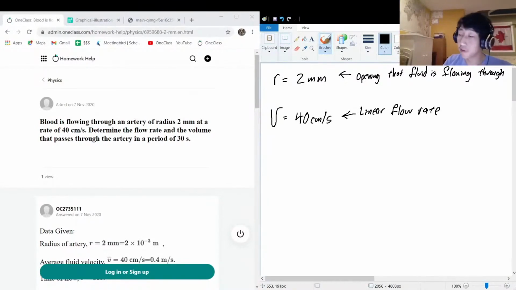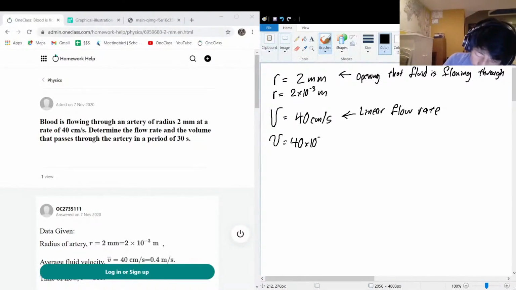And let's convert these SI prefixes into coefficients, just so our units will always line up. So the radius will be 2 times 10 to the negative 3 meters, and V will be 40 times 10 to the negative 2 meters per second.